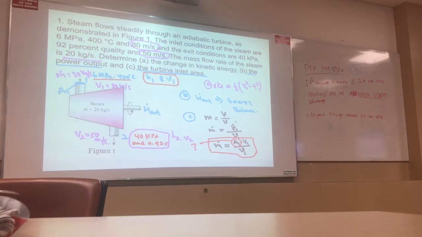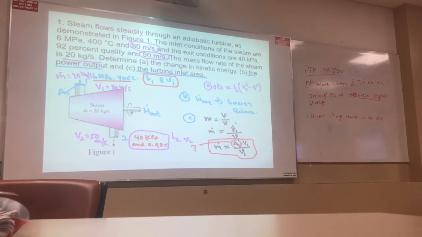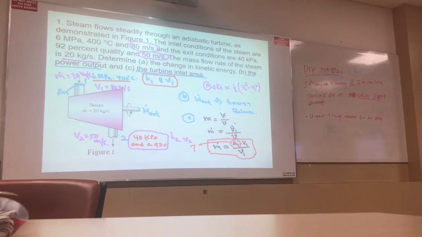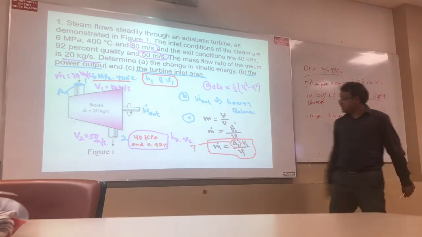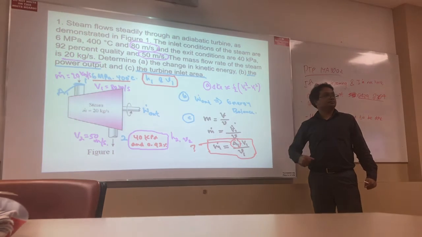A1. A1 times velocity V1. V indicates the velocity, and small v is the specific volume at state 1. Done.